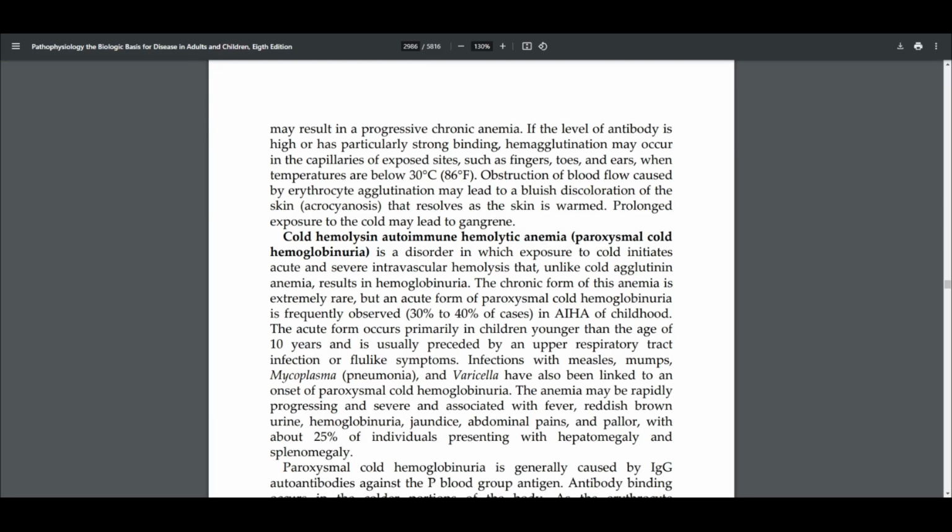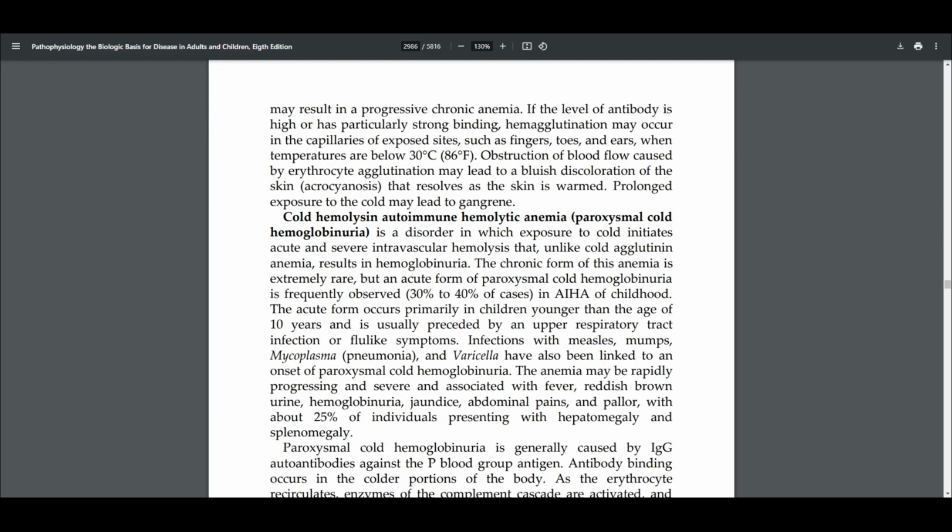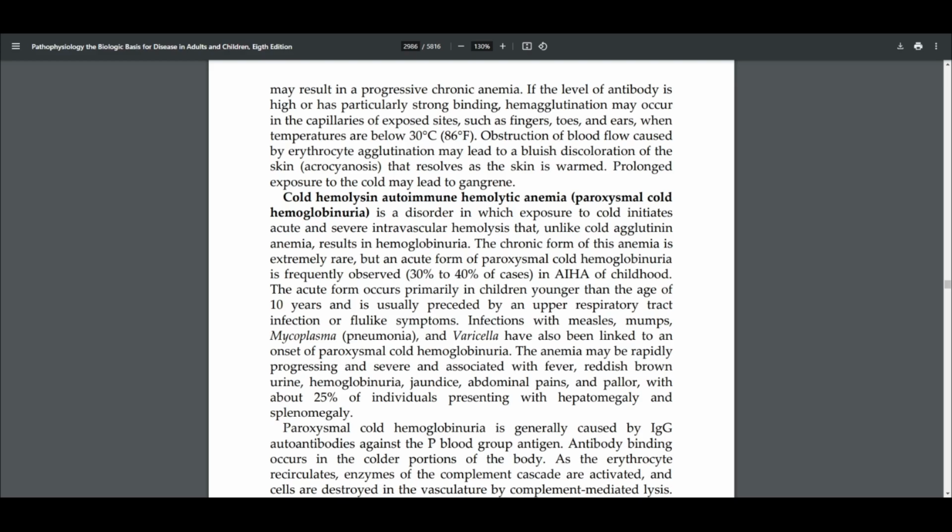If the level of the antibody is high or has particularly strong binding, hemagglutination may occur in the capillaries of exposed sites such as the fingers, the toes, and ears when temperatures are below 30 degrees Celsius. Obstruction of blood flow caused by erythrocyte agglutination may lead to a bluish discoloration of the skin that resolves as the skin is warmed. Prolonged exposure to the cold may lead to gangrene.